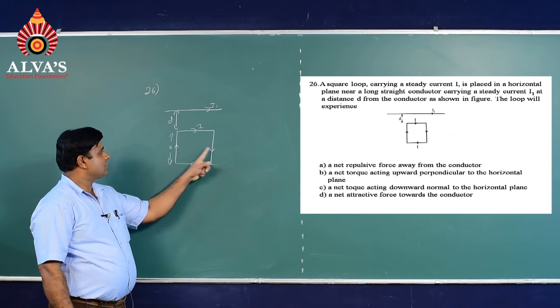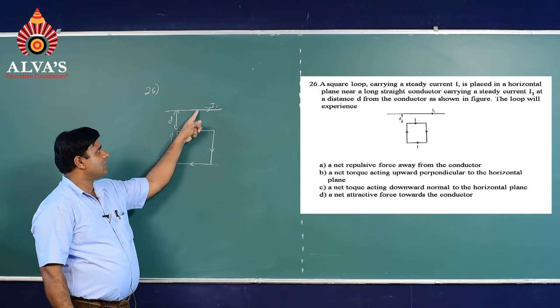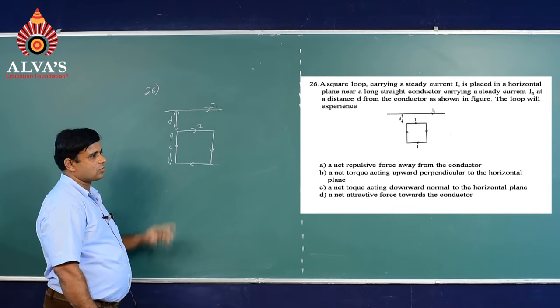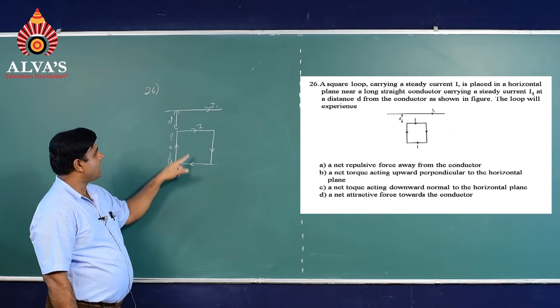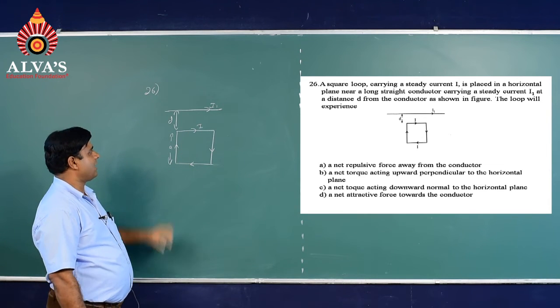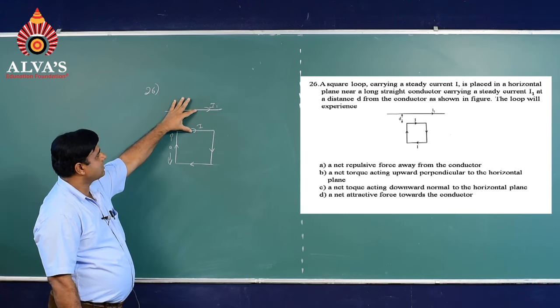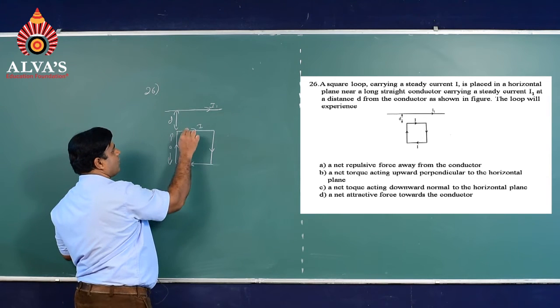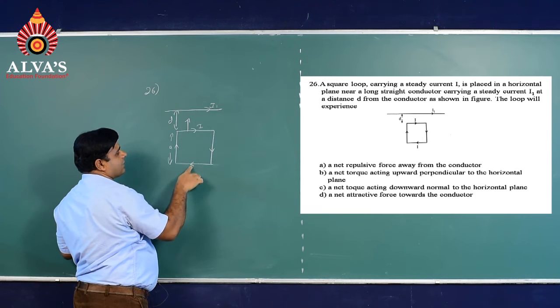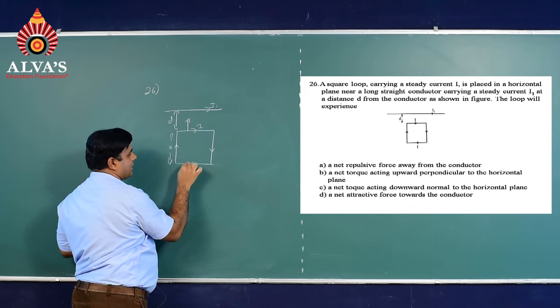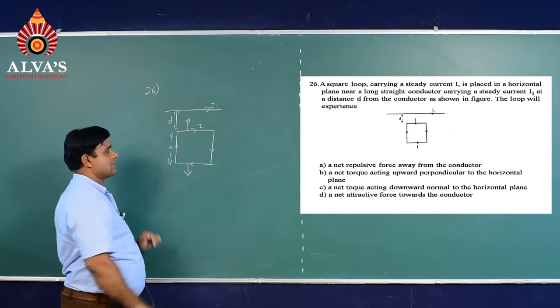Now, these two sides are at the same distance from the straight conductor. So, the net force on the loop due to those two is 0. Now, these two are at different distances from the conductor. Here the current direction is the same, implying the straight wire should attract this one. Here the current directions are opposite, implying the straight conductor should repel this one.